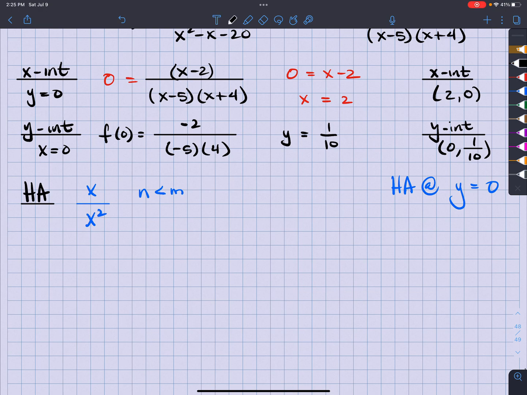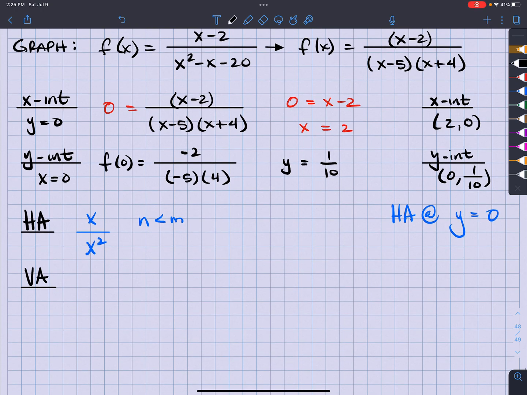And how about my vertical asymptote? The vertical asymptote is about the denominator, about the restrictions. So I need to take the denominator and set that equal to 0. So I'm going to get x equals 5 and x equals negative 4. Since nothing cancels out here, these are both going to be vertical asymptotes.